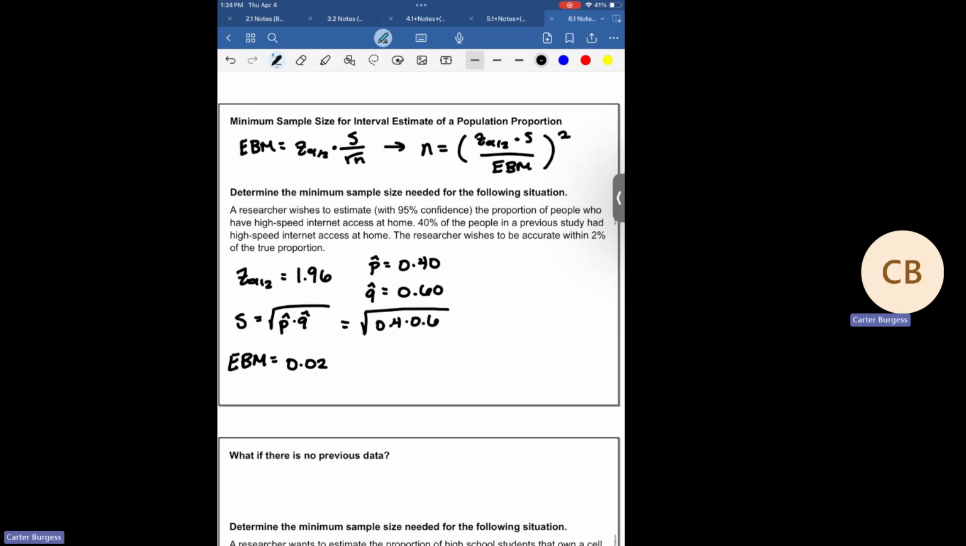And so now it's just a matter of plugging into the formula that we have. So n is equal to our z-score here, 1.96, times s, the square root of 0.4 times 0.6, divided by our error 0.02, all squared.